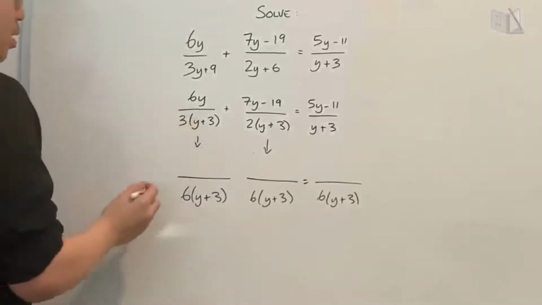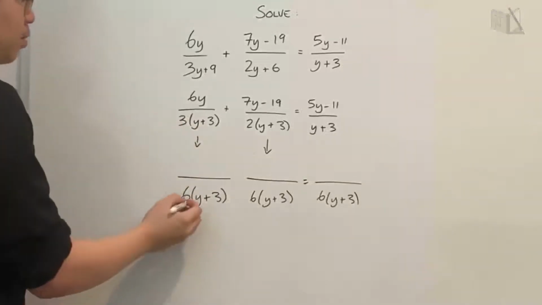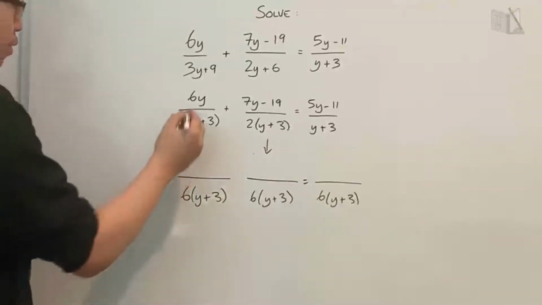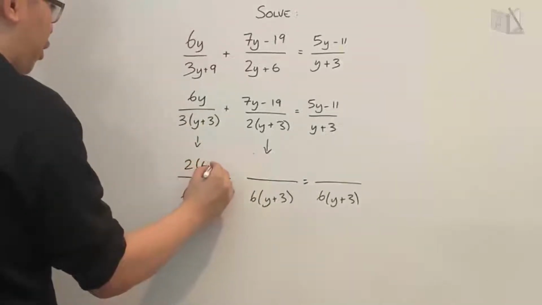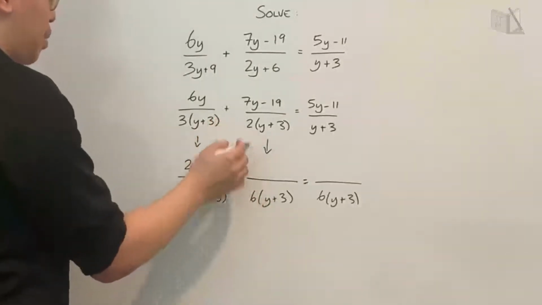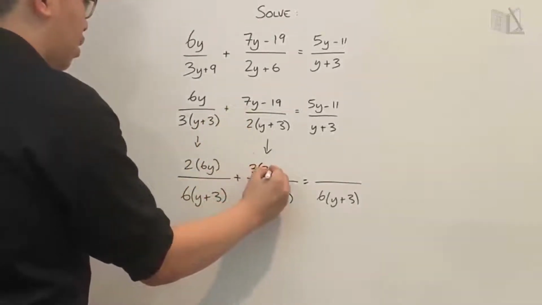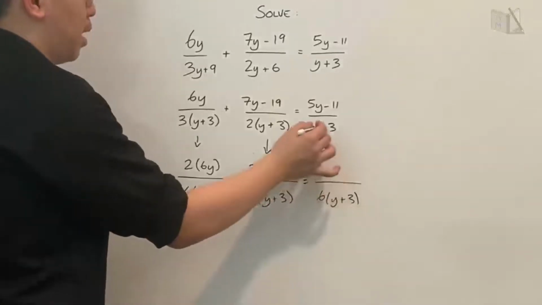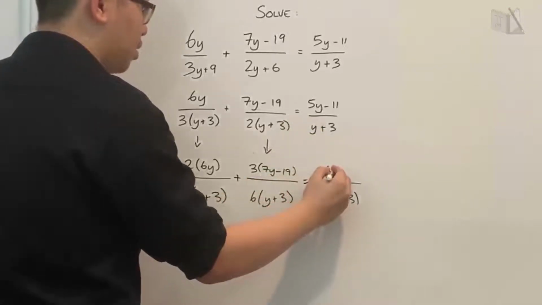This first fraction, to get the denominator from 3y plus 9 to 6 multiplied by y plus 3, I have to multiply the entire thing by 2, which means that we're going to do the same to our numerator, multiply it by 2. Second fraction, I had to multiply the denominator by 3, so I also want to multiply the numerator by 3. Third fraction, I had to multiply the denominator by 6, so I want to do the same to the numerator and multiply it by 6.